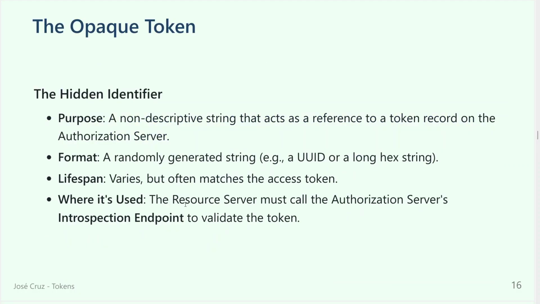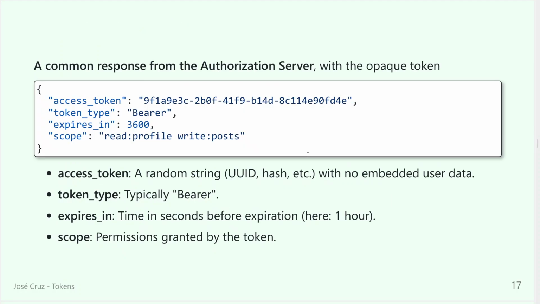Usually, by the way, it's used by the resource server, which must call the authorization service introspection endpoint to validate the token. That's one of the purposes of this token. And when you send an opaque token, a common response, imagine that this is the refresh token. Again, the opaque token is not a token per se. It's a type of token, and the refresh token or access token can be opaque tokens. But it's also somehow a token because it's just an ID that you can put in architecture.